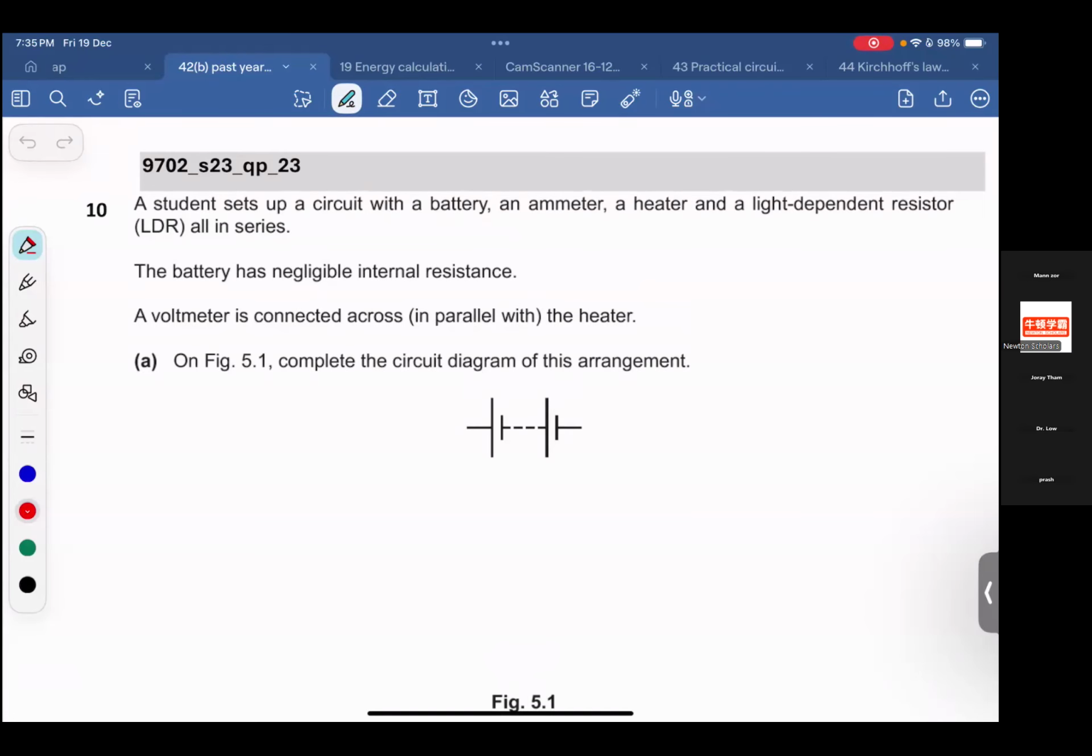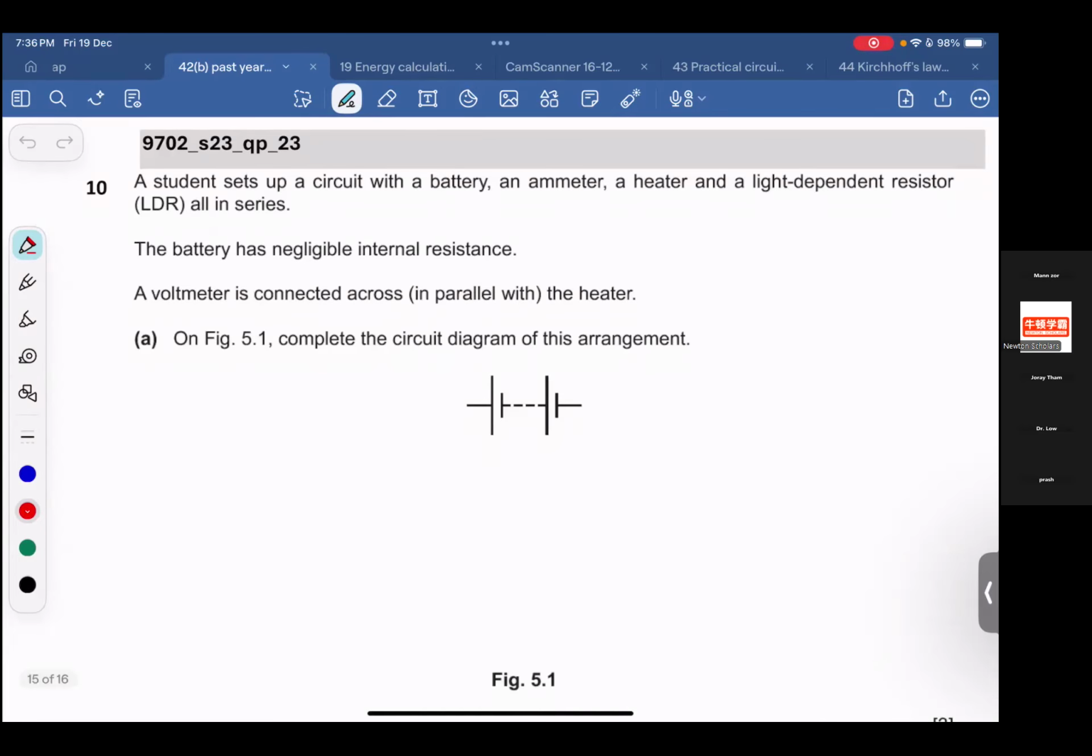When we study this chapter, we keep on solving questions saying that negligible internal resistance, because today we will enter new chapter 10. Okay, we will learn about what is internal resistance. But in chapter 9 we haven't touched it, so all the questions that I selected will mention that the battery has negligible internal resistance, so we ignore this. Okay, and what is internal resistance, today we'll learn. Okay, voltmeter will be connected across in parallel with the heater. So complete the circuit diagram.